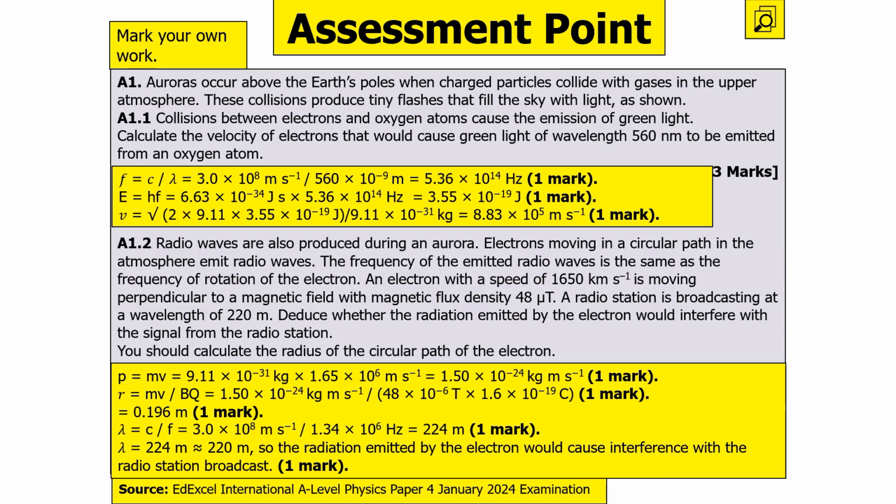So again, just to remember, how do you get that frequency? Well, frequency is 1 over the time period, and you can work out the time period because we have the radius of the circular path, so you can work out how quickly it's going to rotate through that. So you can work it through to get 1.34 times 10 to the 6 hertz.